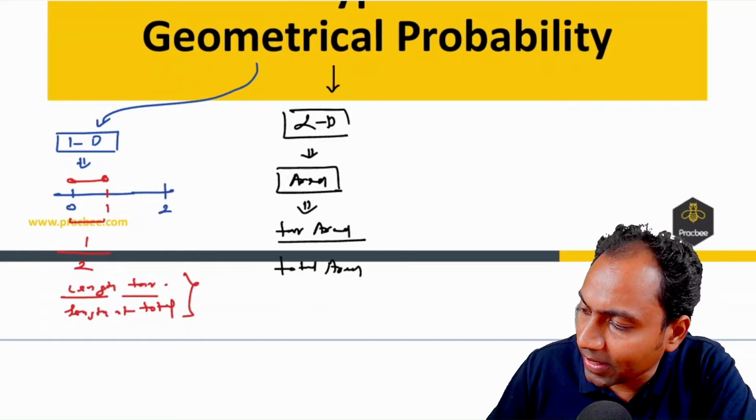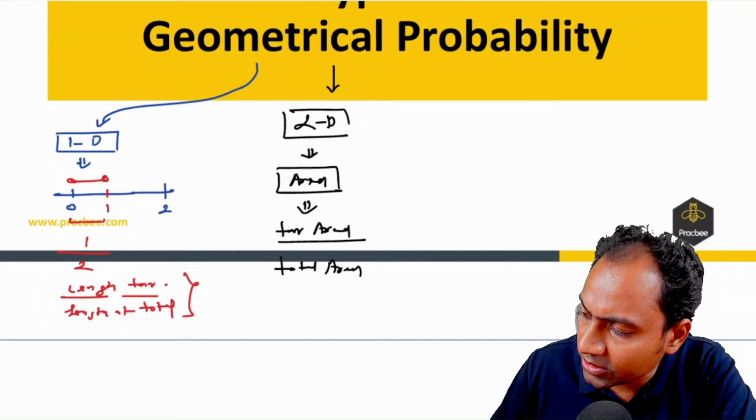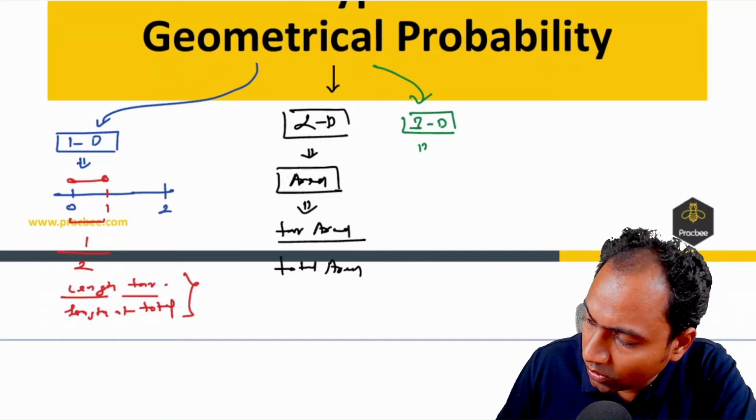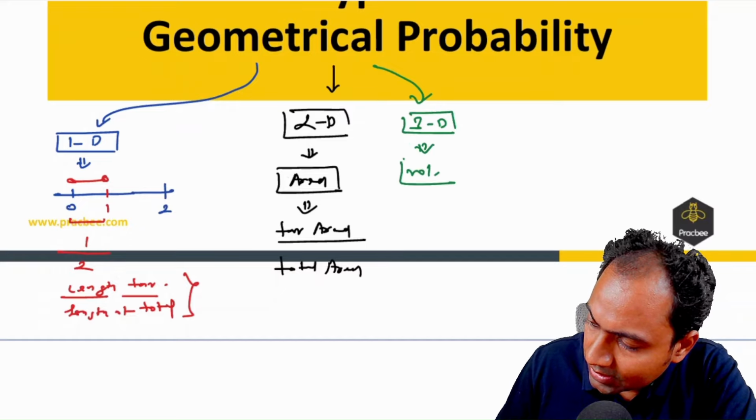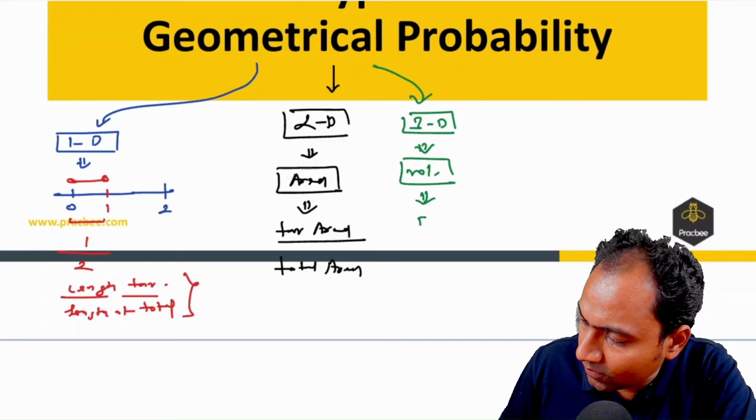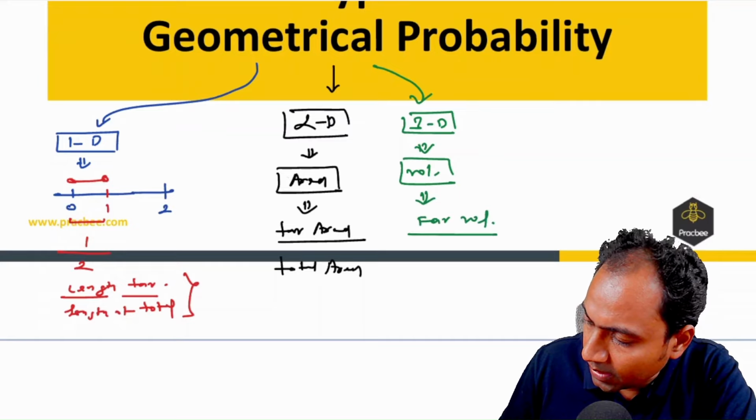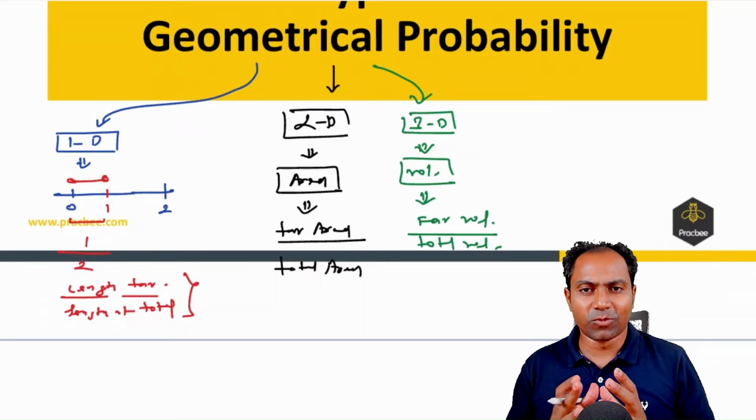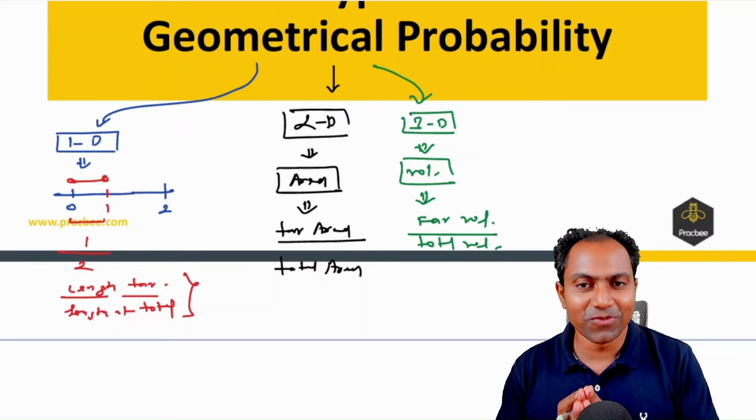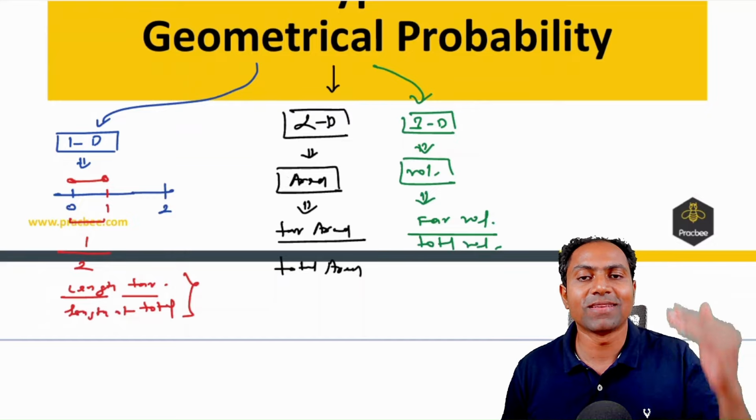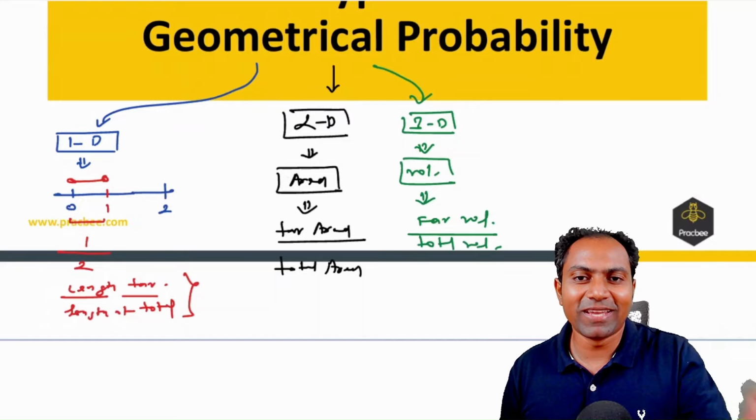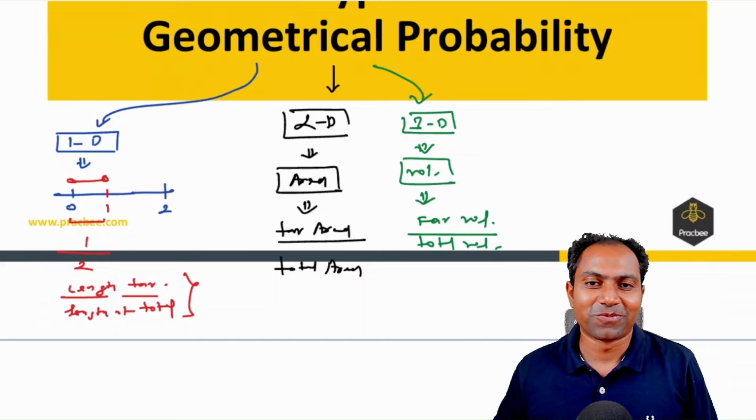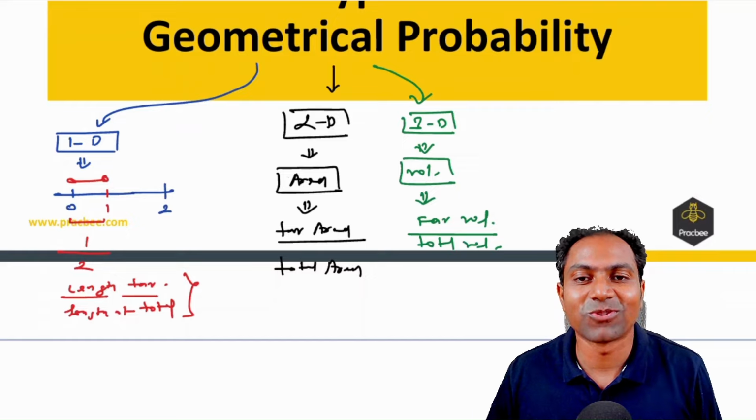And in the third part, a third discussion, we can have a 3D diagram also where we can talk about volumes. In such questions, we can talk about favorable volume by total volume. You could have understood the whole discussion. In case of 1D, length by length, in case of 2D, area, favorable area by total area, and in case of 3D, favorable volume by total volume. Now let us see what kind of questions JEE has based on this idea.